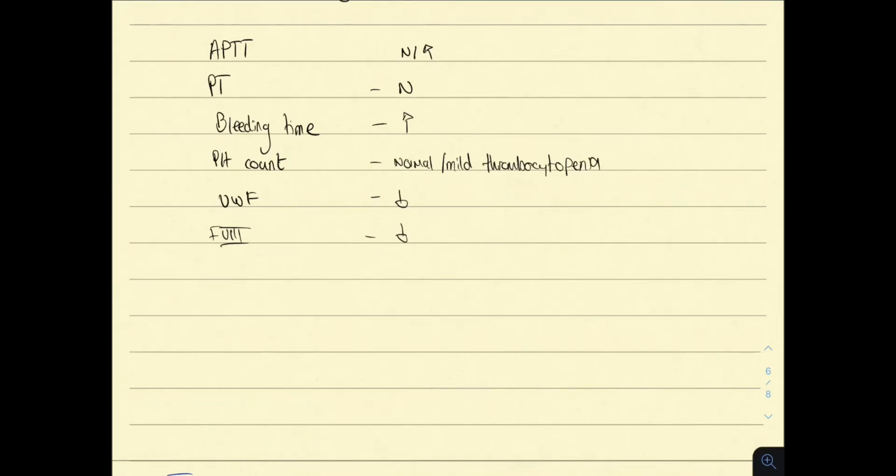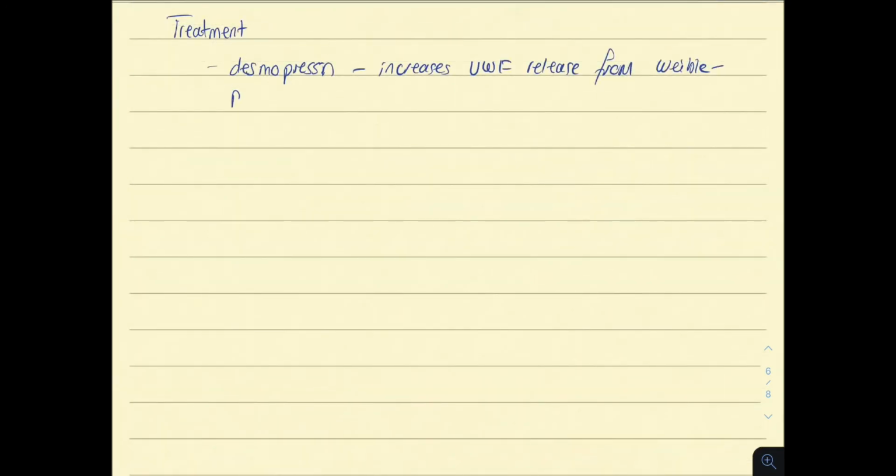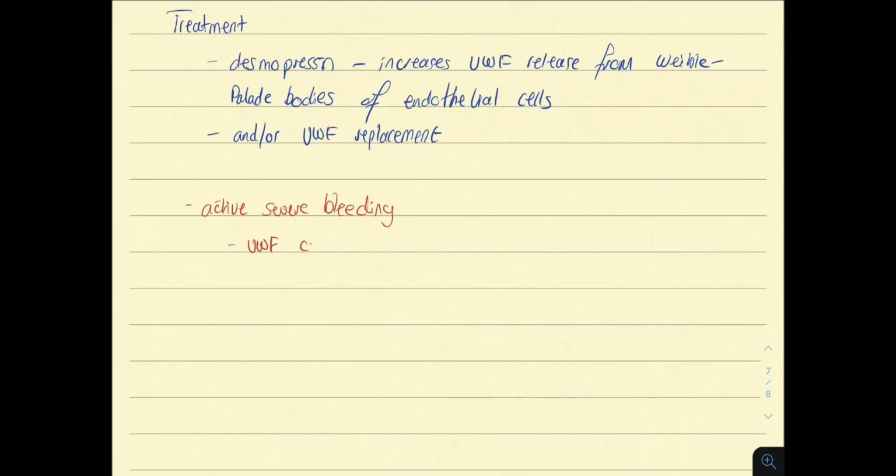Von Willebrand factor itself would be low, again because this is the pathology of von Willebrand disease, and factor VIII would also be low. Again, in the absence of von Willebrand factor, there is no carrier for factor VIII. In terms of treatment, you can use desmopressin. Desmopressin increases von Willebrand factor release from the endothelial Weibel-Palade bodies. You can also directly replace von Willebrand factor.